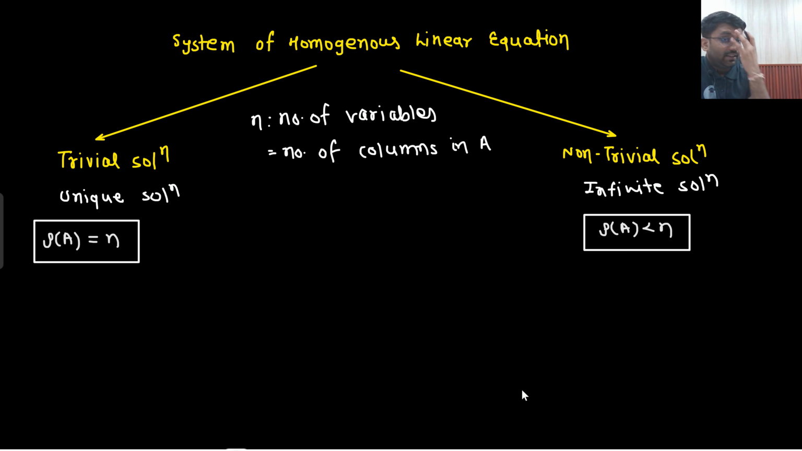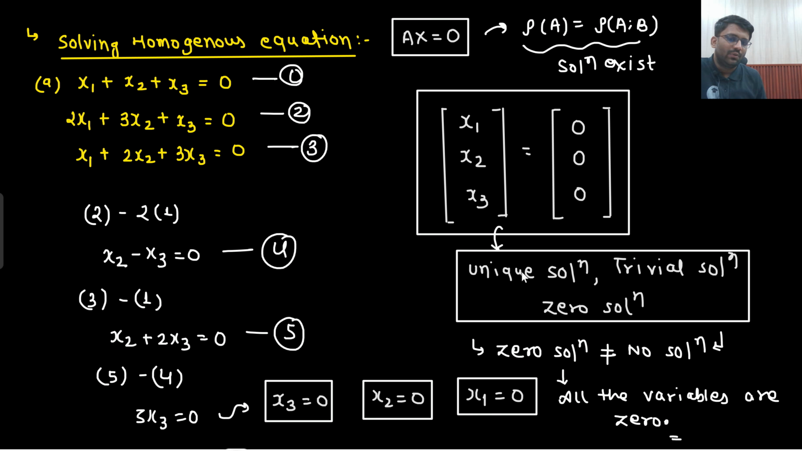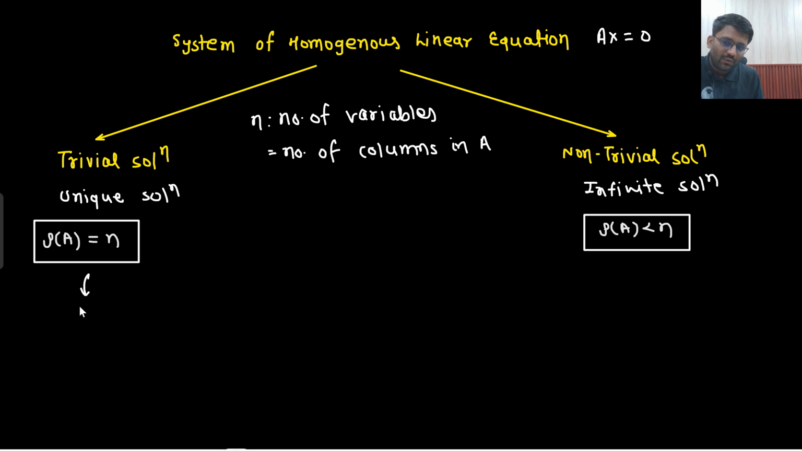Understandable? Another thing is there. If there is a unique solution, then I already know the answer. For the case of homogeneous equation, which is Ax equals 0, if the solutions are unique, then the answer would be 0, 0, 0. So if there is a unique solution, then my solution vector would be a null matrix, or you can call it zero solution. Is that clear to you or not?